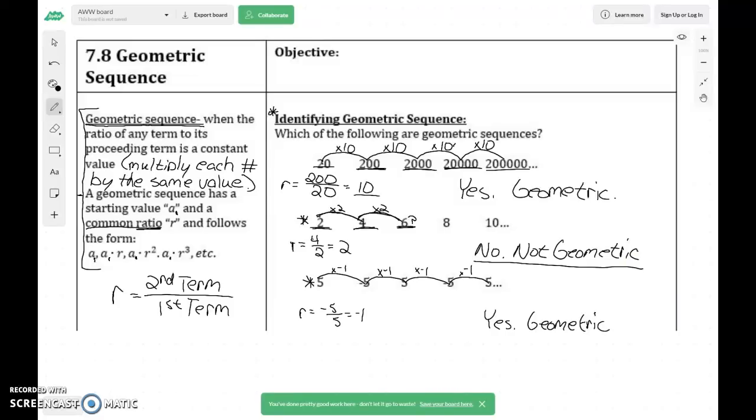Looking at the next problem, I said that my second number here was -5.